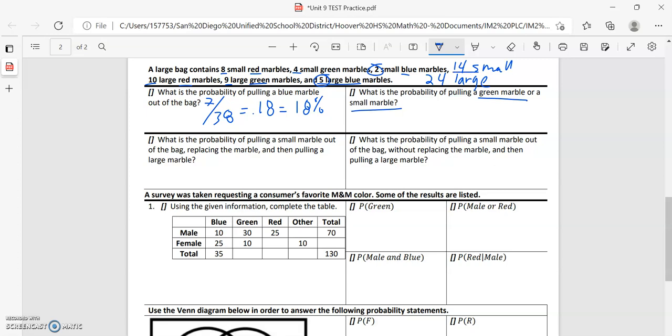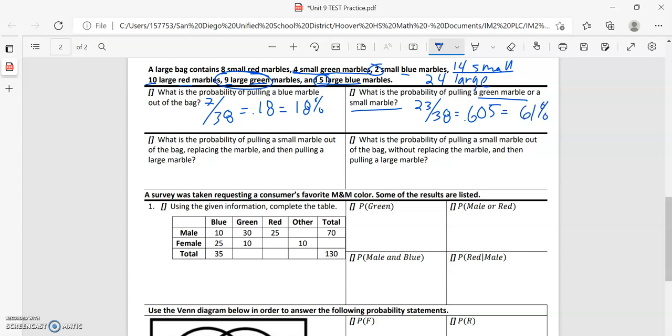So we have 14 small, we know that already. We're not going to count these 14 or these 4 small green marbles because we've already counted them in the small category. So you have to add 9 more large green marbles. So 14 plus 9 is 23 over 38. And in the calculator we get 0.605, which would round up to 61%.